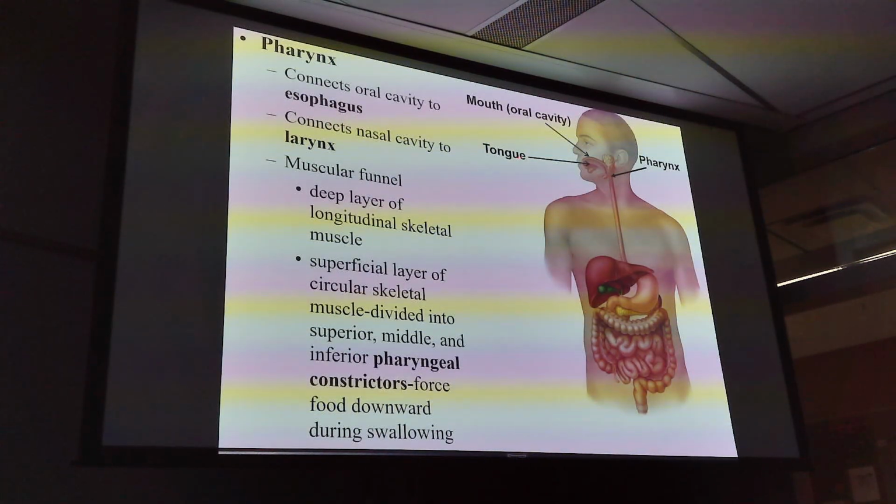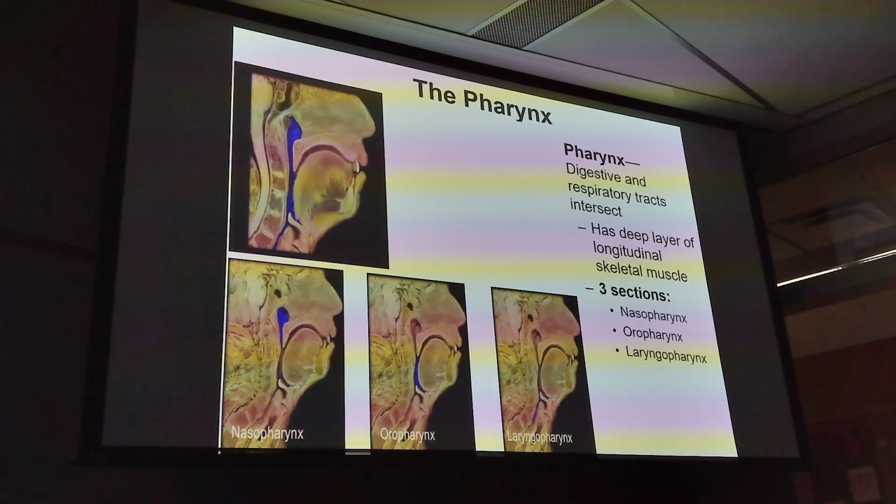Well, it's going to come in the mouth, and we know we have the pharynx. Remember the pharynx here, and then we've got the larynx. Remember the larynx, a muscular funnel. We do have constrictors in here, a couple of different ones, the pharyngeal constrictors. This is what's forcing the food down. They are divided into upper, middle, and lower, because some of them are skeletal muscles and some of them are not.